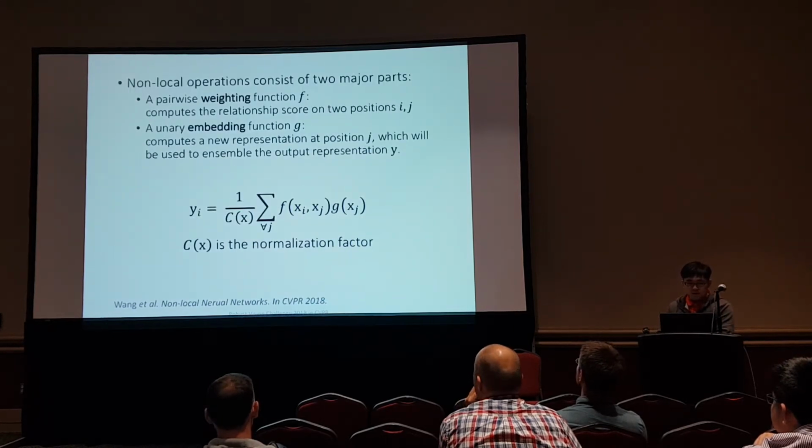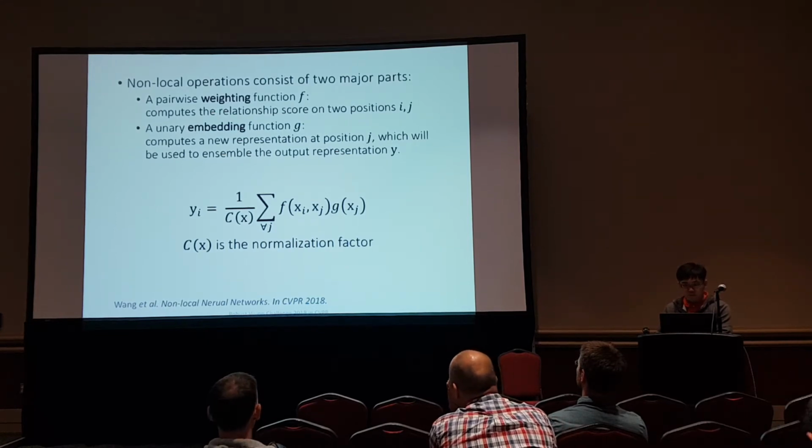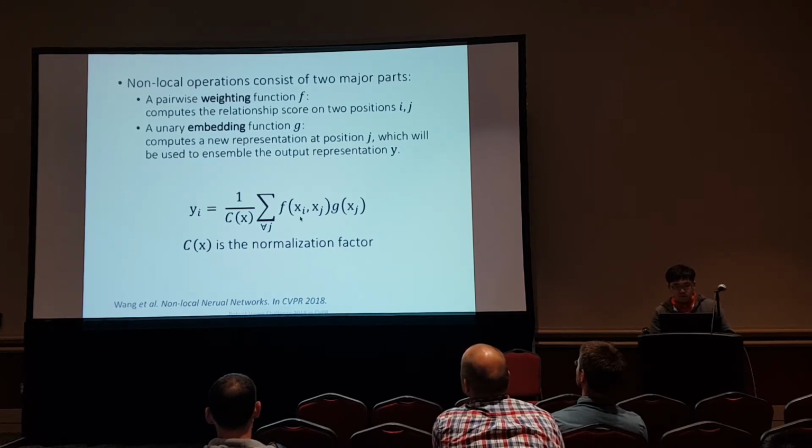And basically, non-local operations consist of two major parts: a pairwise weighting function f and a unary embedding function g. The pairwise weighting function is used to give a relationship score on all possible pairs of positions. And the embedding function is used to retrieve the features that are used in the weighted sum to assemble the output non-local response. So here is the general formulation of non-local operations. As you can see, the output response at a position i is a weighted sum of all the other positions. And the feature is extracted by the function g and weighted by the relationship score output by the function f. And the C(x) here is just a normalization factor.